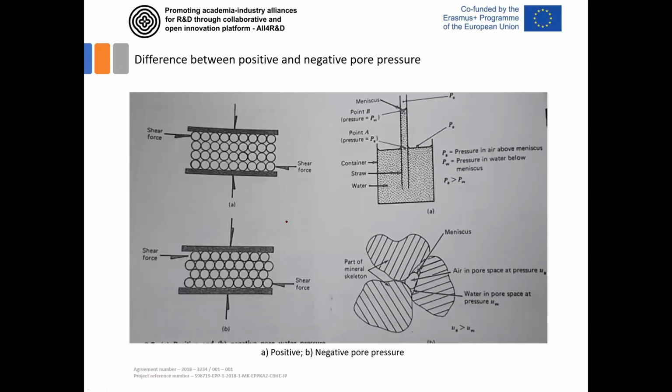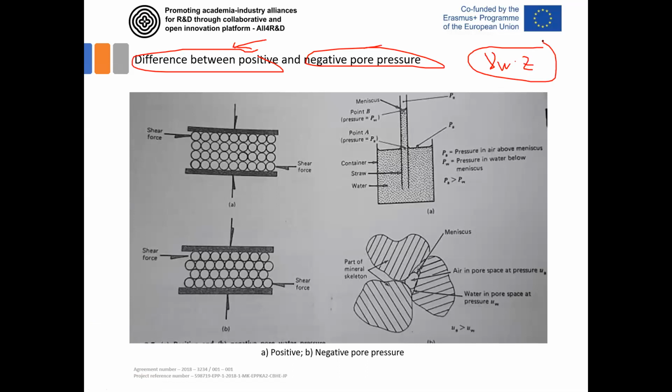Okay, this slide shows an illustration of the difference between so-called positive and negative pore pressure. What we usually deal with in practical problems is so-called positive pore pressure. That is a pore pressure generated like a hydrostatic pressure, defined as the unit weight of water multiplied by the depth.